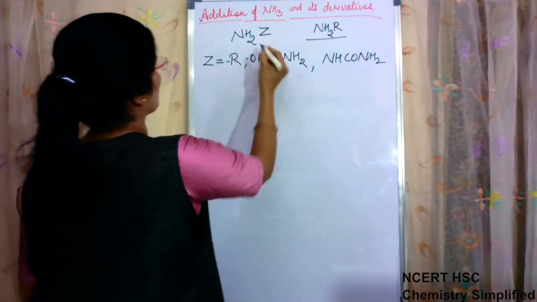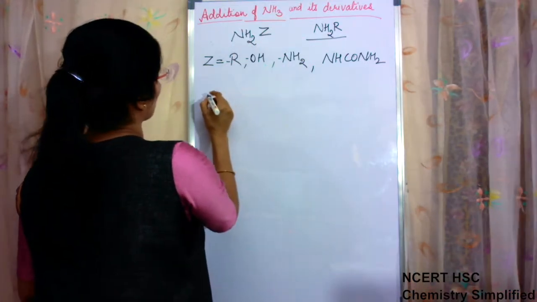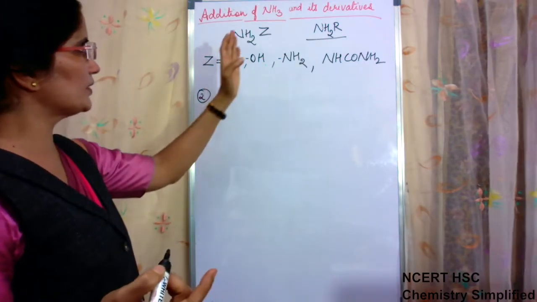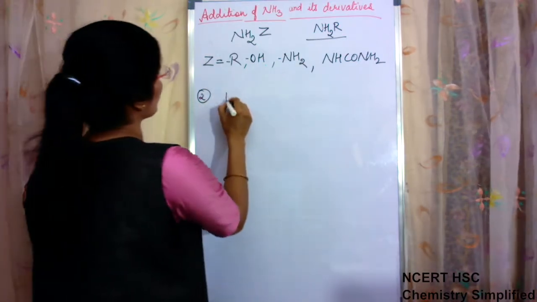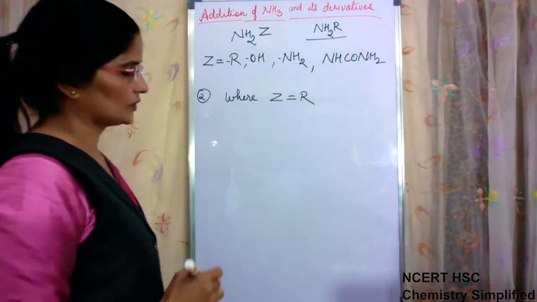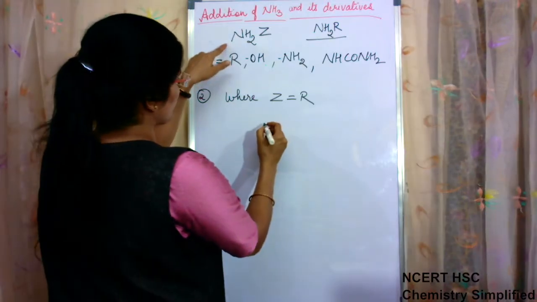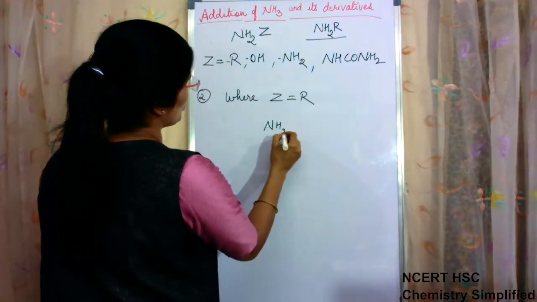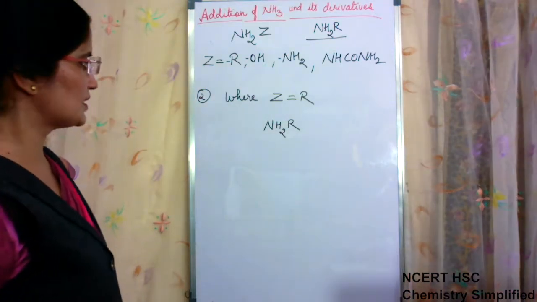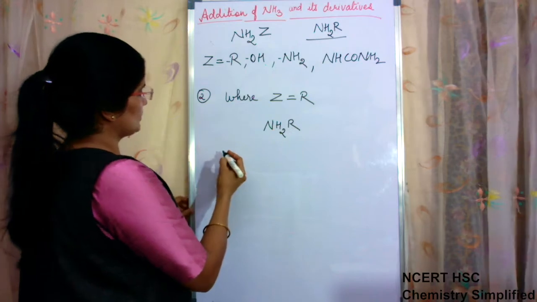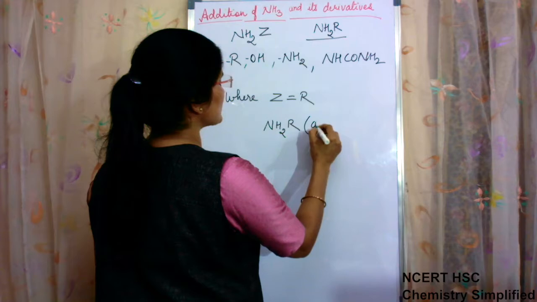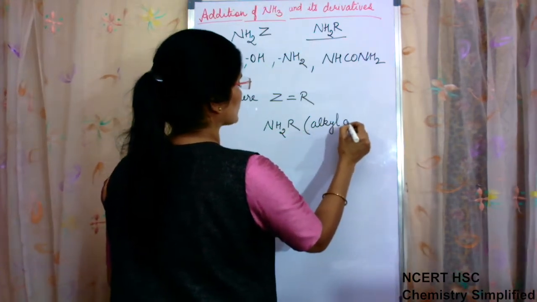Now suppose first we start that reaction. Second reaction, one we had written with ammonia, second we are writing with a derivative of ammonia where Z is equal to R. So when Z is equal to R, then this NH2R will be the reagent used in this reaction. So now we write the reaction with this, and the name for NH2R is alkyl amine.